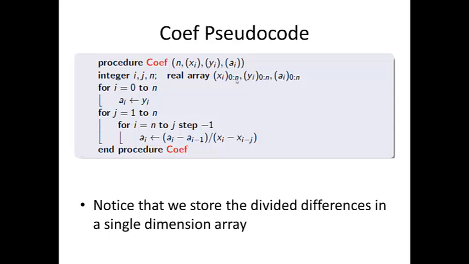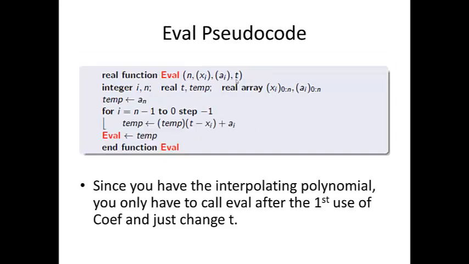And Coef requires as input a number n and the tabular values x_i and y_i. Remember that the number of points in the table is n plus 1, and the procedure then computes the coefficients required in the Newton interpolating polynomial and stores them in the array a. After we're done with the coefficient calculation, we can actually evaluate things. And since you have the interpolating polynomial from the Coef routine, you only have to call Eval after the first use of Coef, and just change t if you want to do additional evaluations.